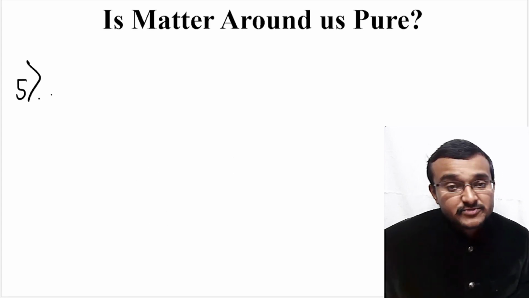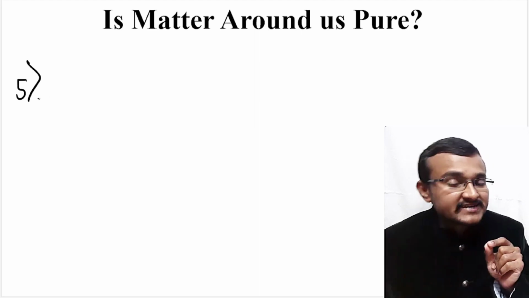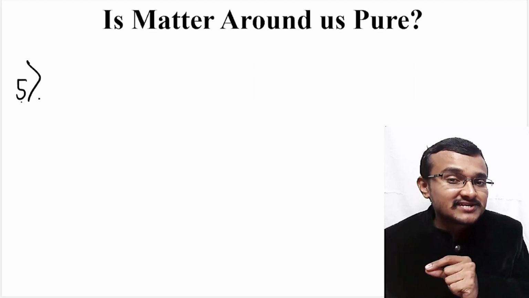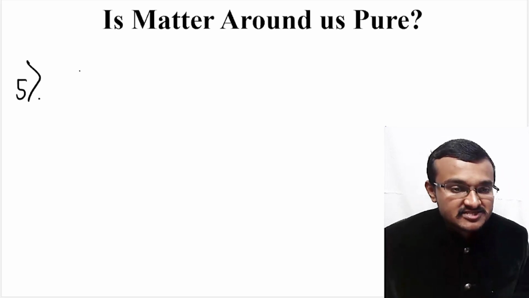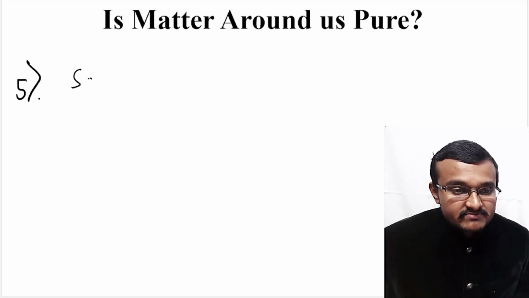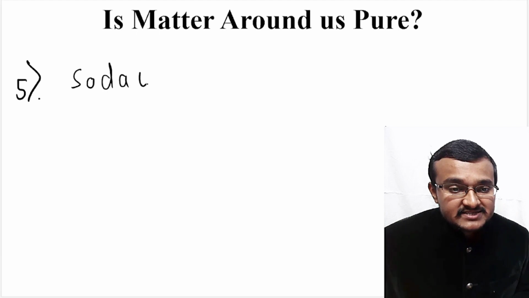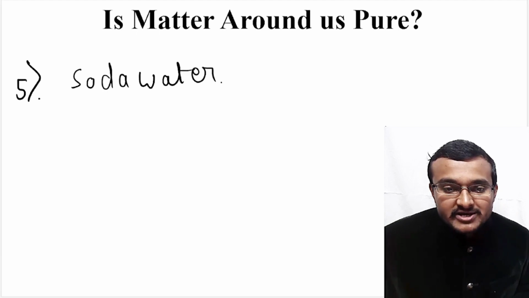Coming to the fifth question in this particular exercise, there they have given certain mixtures. You should name whether those mixtures are homogeneous mixtures or heterogeneous mixtures. So the first mixture which they have given is soda water. So soda water is an example of a homogeneous mixture.